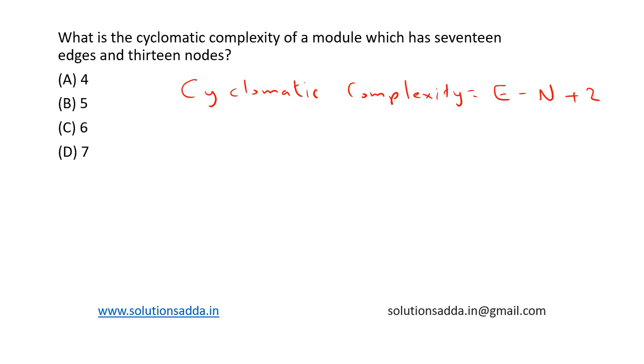So plugging this in, we will get E as 17, N as 13. So that is 17 minus 13 plus 2. We'll get 6. So the cyclomatic complexity is 6 and the answer is option C.